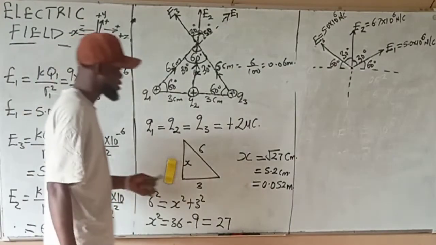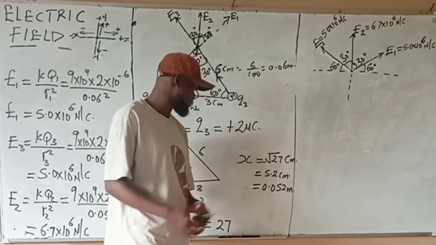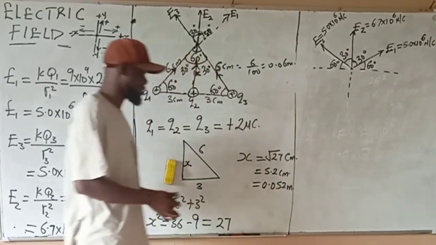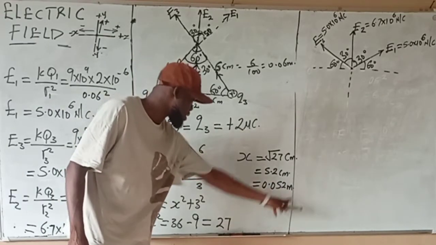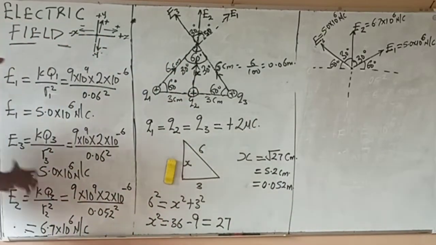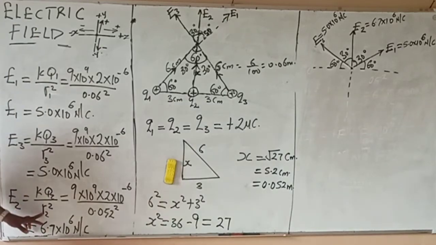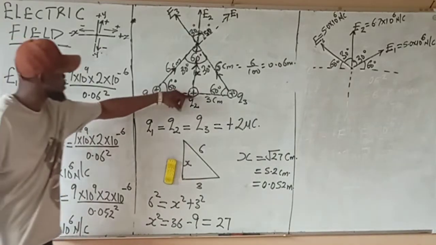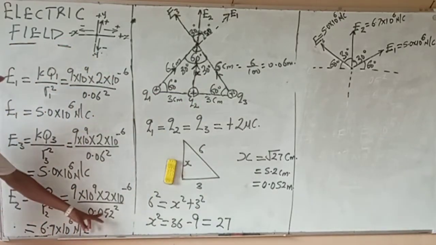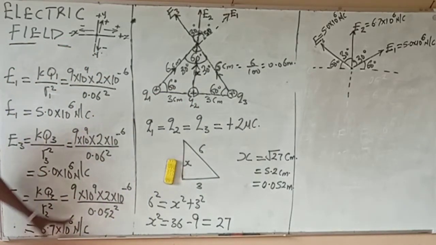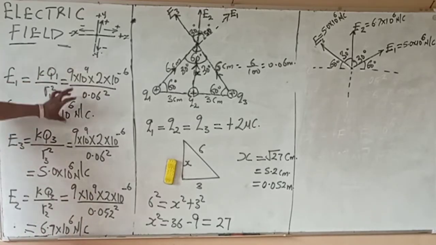If you check for the decimal equivalent of this, you will have 5.2 cm approximately. So if you divide it by 100, you will have 0.052 meters. That's what you will have for that. Then the R2 now, the distance between this Q2 and this point is this X, is now 5.2 cm, which is 0.052 meters squared. So if you solve this, you will have this.